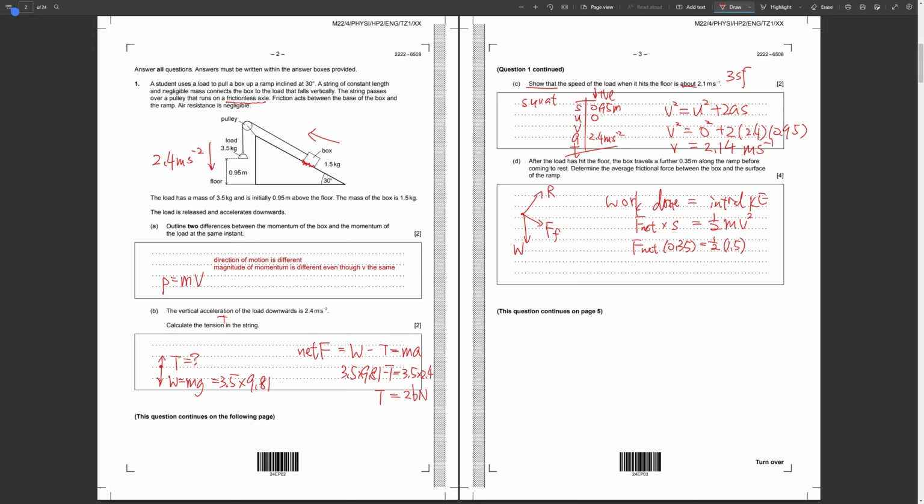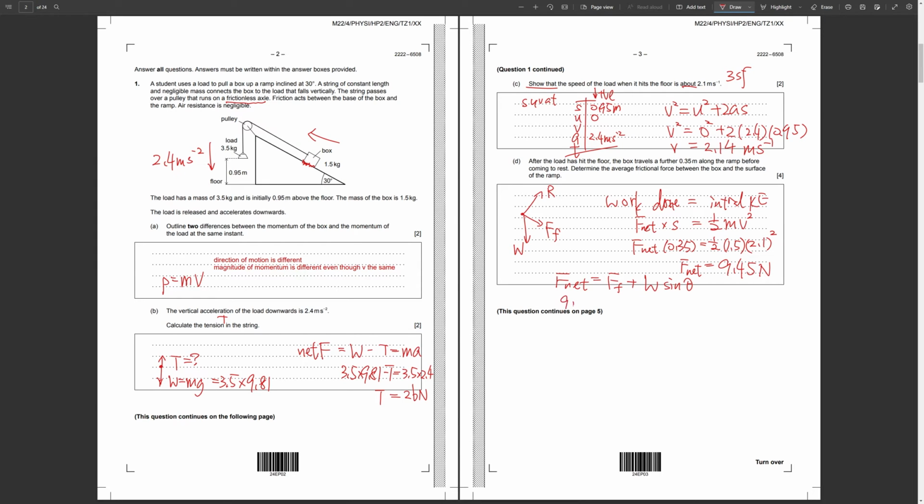The speed of it was 2.1 meters per second. So the net force is 9.45 Newton. However, this is not the final answer because the net force consists of two parts. Part of it is the frictional force, which is our target, and also a component of the weight. It is the sine theta component.